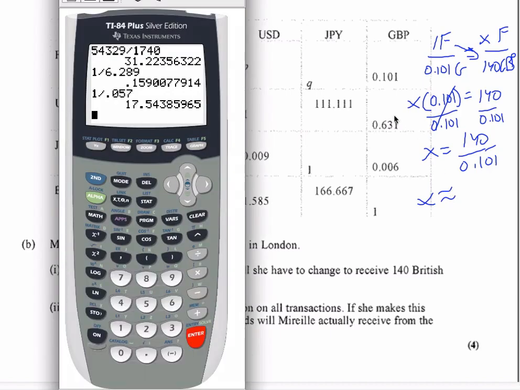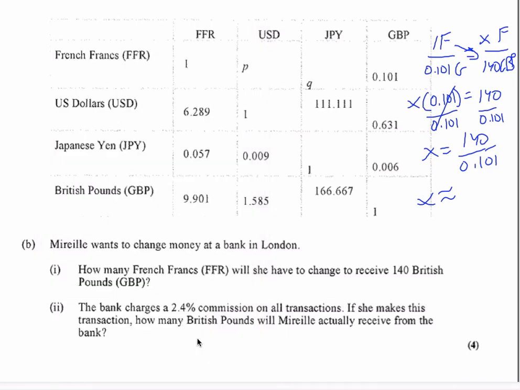Okay, so let's try that. 140 divided by 0.101 is 1386.14 French francs.